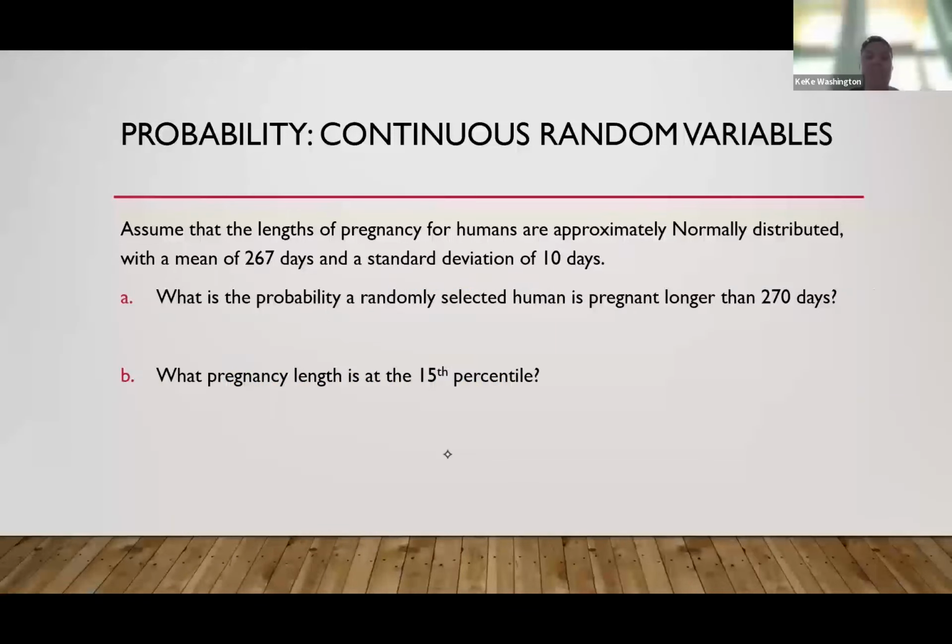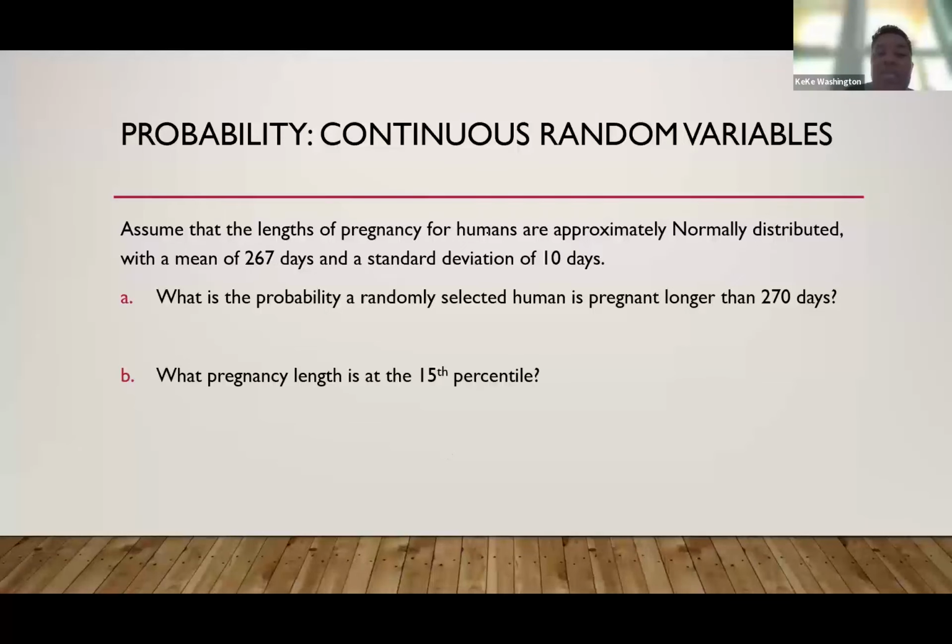All right, chapter 6. Now, this is when we talked about continuous random variables. Continuous random variables are not countable. You cannot count them on your fingers. Discrete random variables from chapter 5 are countable. So we want to assume the lengths of pregnancy for humans are approximately normally distributed with a mean of 267 and standard deviation of 10.